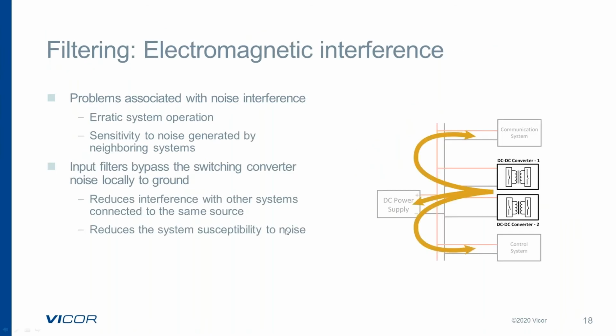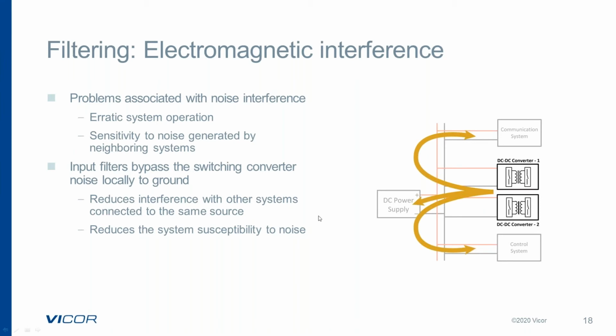And the way this noise becomes a deterrent in the system is that noise is present on the DC lines. And there are other systems that may be on that DC line that are affected by the DC to DC converters. So this common mode and differential noise will be emitted onto this DC line and may affect communication systems and many control systems.